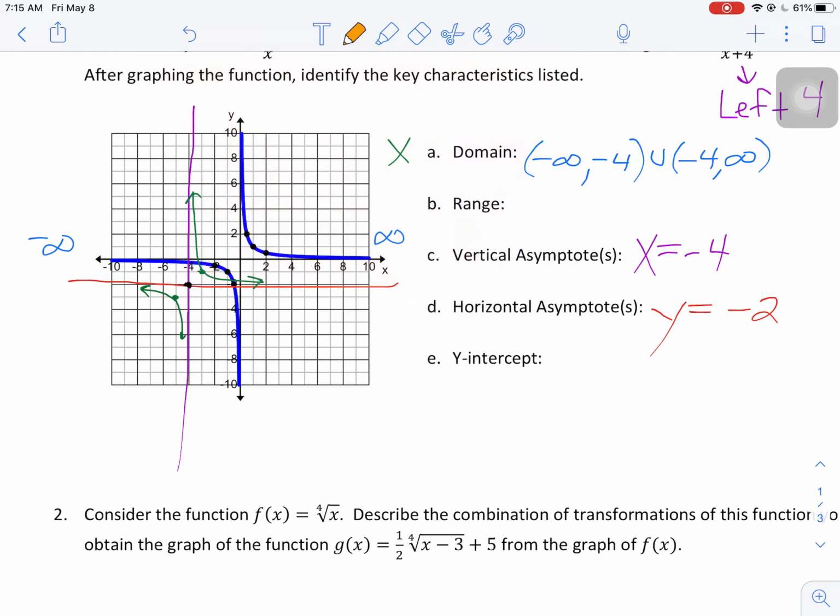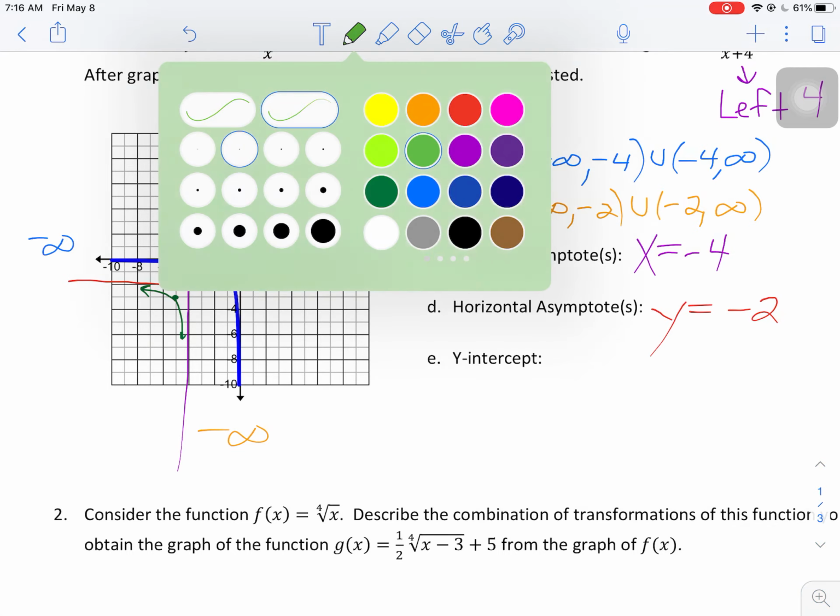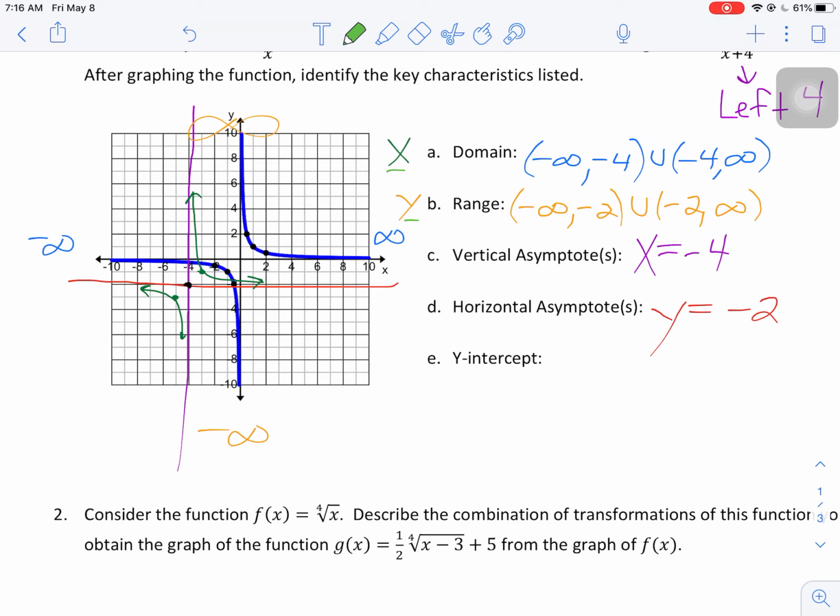As far as the range goes, range is always your y values, little to big, so bottom to top. So negative infinity all the way up to my horizontal asymptote of negative 2, union, negative 2, all the way up to infinity. So you have all your y values except negative 2, because there's a horizontal asymptote at negative 2. If you get confused with domain and range, remember it goes in alphabetical order. X comes before Y in the alphabet, D comes before R in the alphabet, so that can help you remember which one's which.